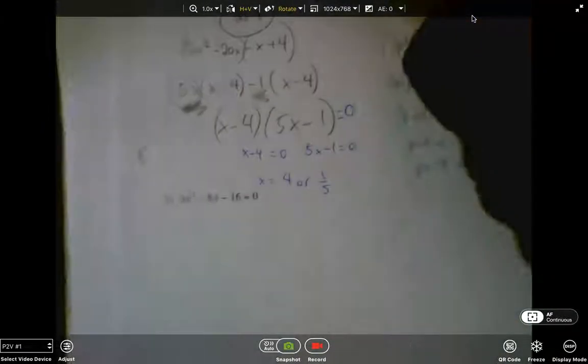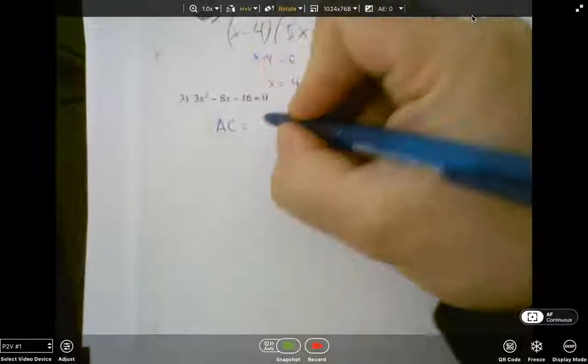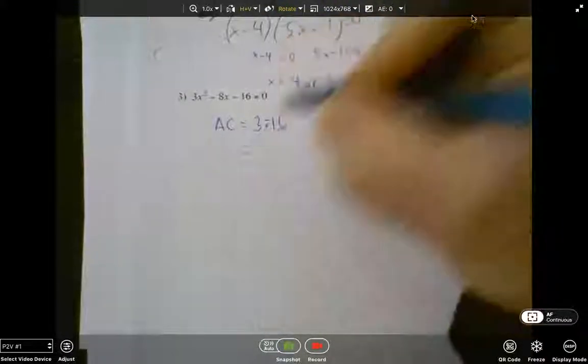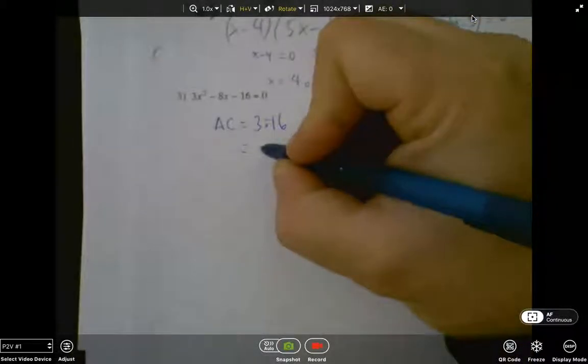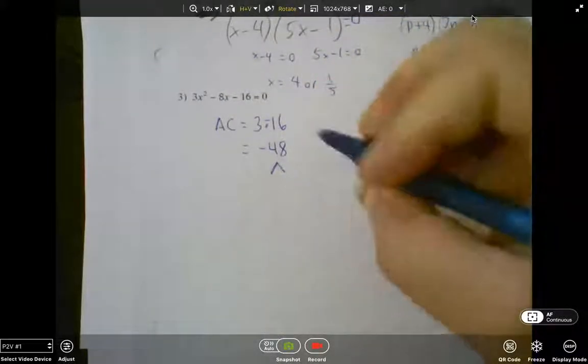All right, so we're going to factor this number 3 using the AC method. The AC right here is going to be 3 times negative 16. Can someone tell me what 3 times negative 16 is? Rowan? Negative 48. So we're going to get the factors of negative 48.